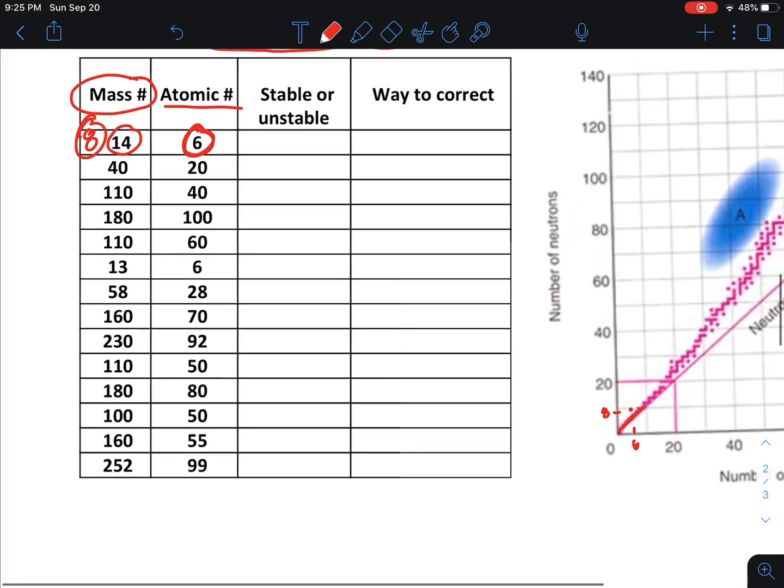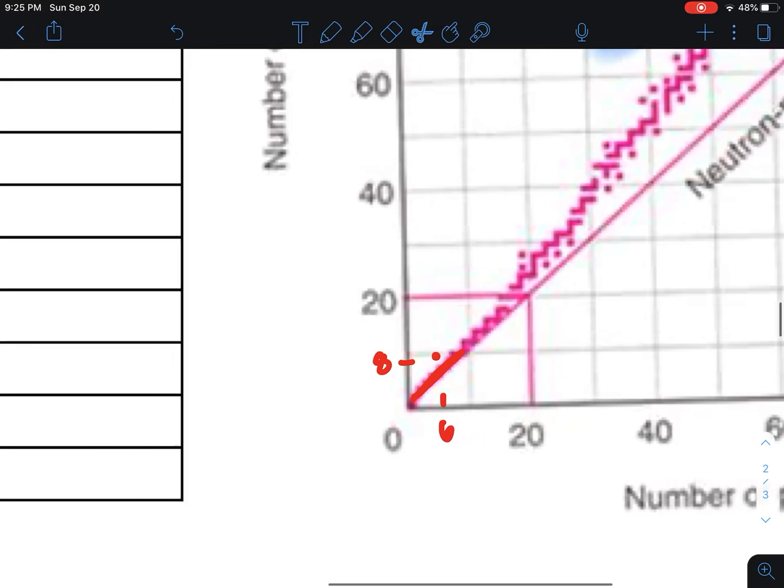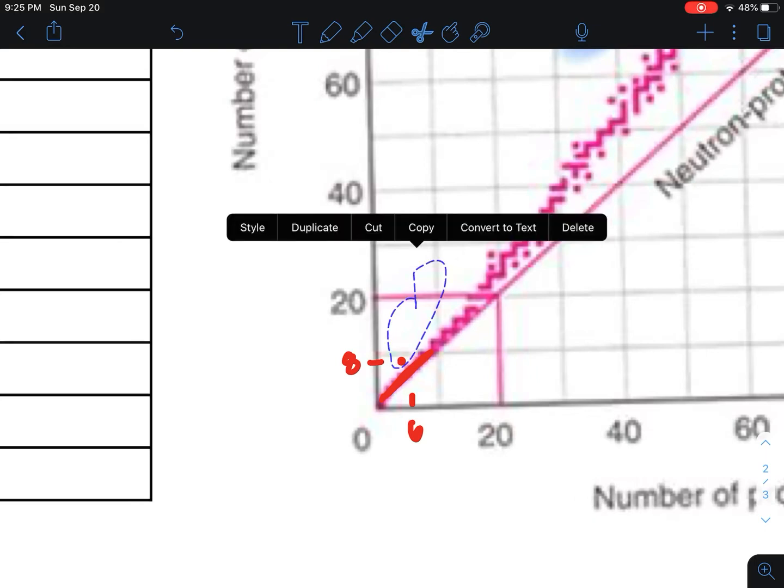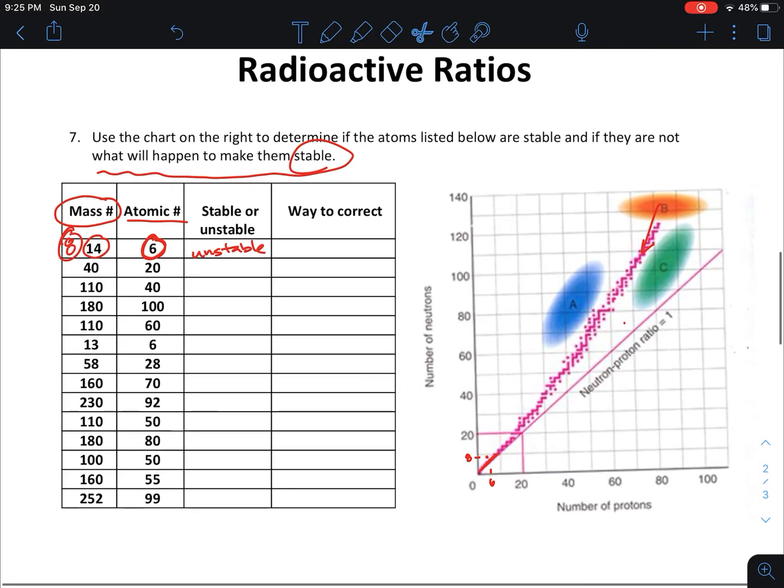What could I do to make this stable? So you're going to say unstable. And I need to make this dot move down. So I can make this dot move down by losing neutrons, or if I gain protons, it would get you into that realm of stability. So either way, you could gain protons or lose neutrons. So there are two ways to get you back to that realm of stability.